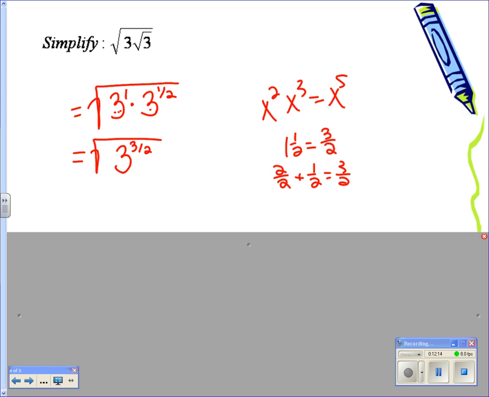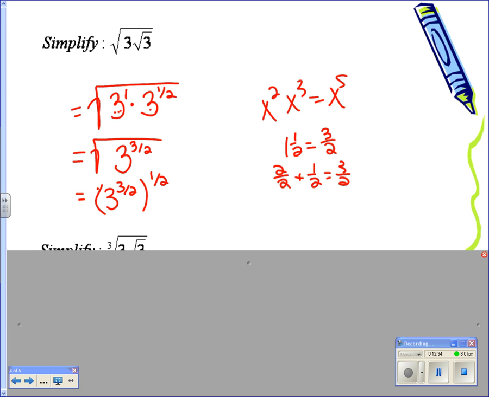What do I have to do with this radical now? How do I get rid of it? All of that to the what? All of it is being square rooted, right? So all of it is being raised to the 1/2 power. Three to the what? 3/4. Because all of it is being square rooted, and so all of it is being raised to the 1/2. A power raised to a power, you multiply.